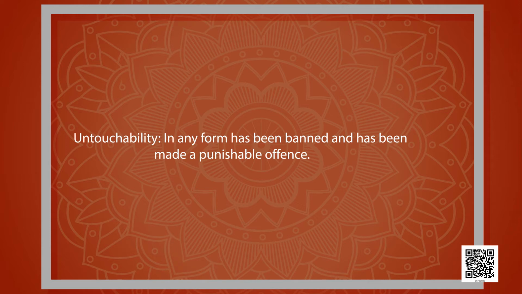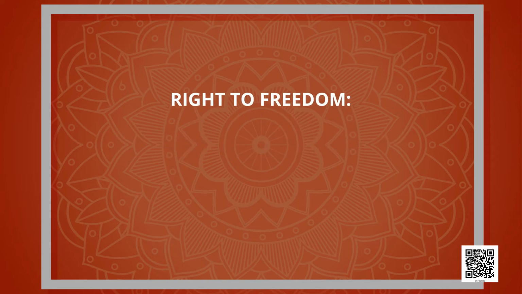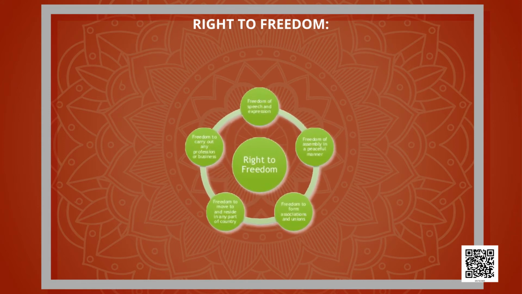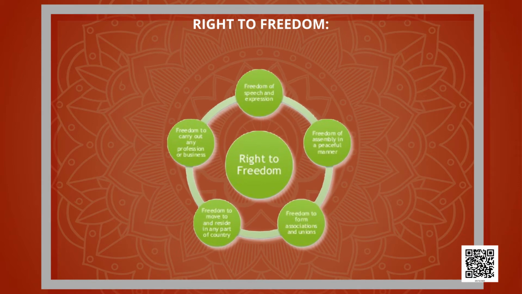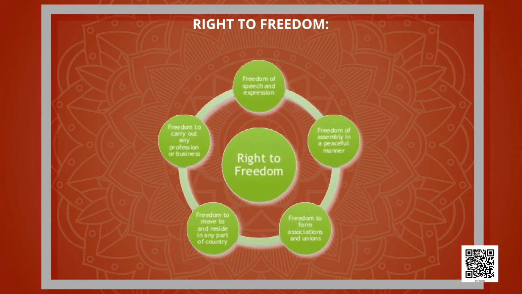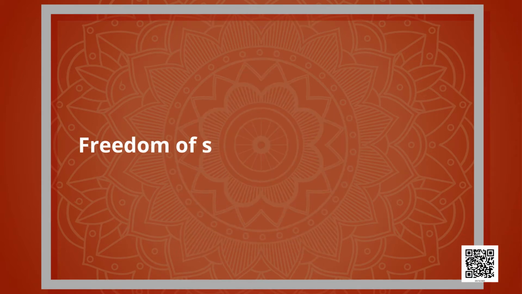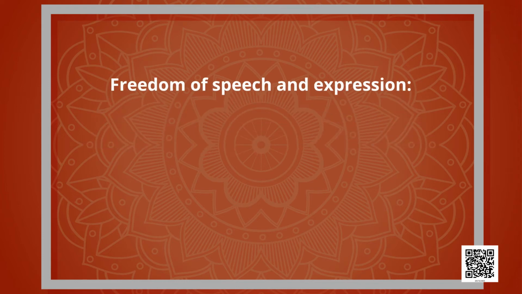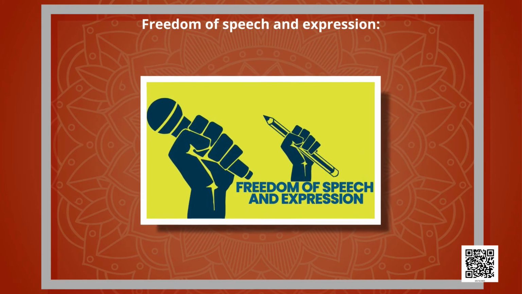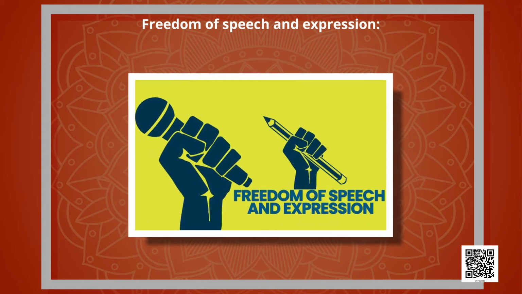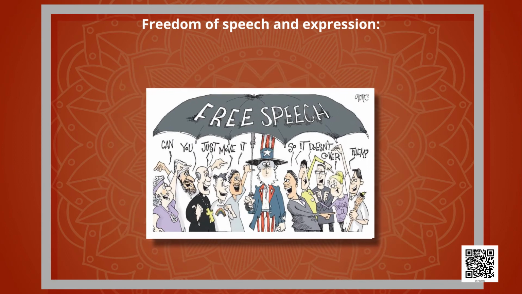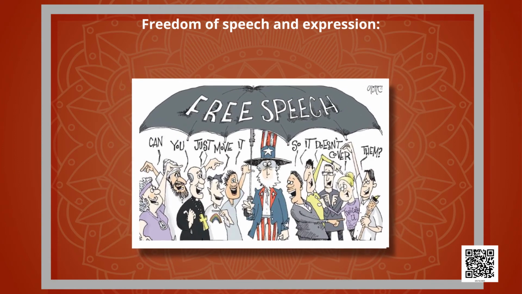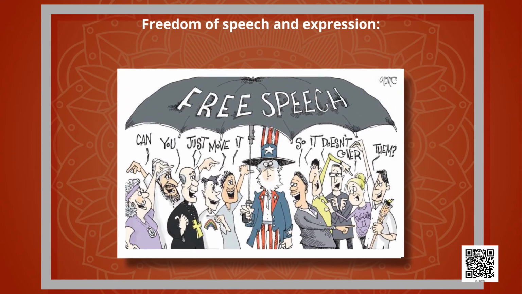Moving on, the next right is right to freedom. The right to freedom means we can do whatever we want to do without interference from others, especially the government. The right to freedom includes the following rights: freedom of speech and expression. Freedom of speech and expression is one of the essential features of democracy. Different people can have different views on an issue. Each person should have the freedom to express their views through various means.